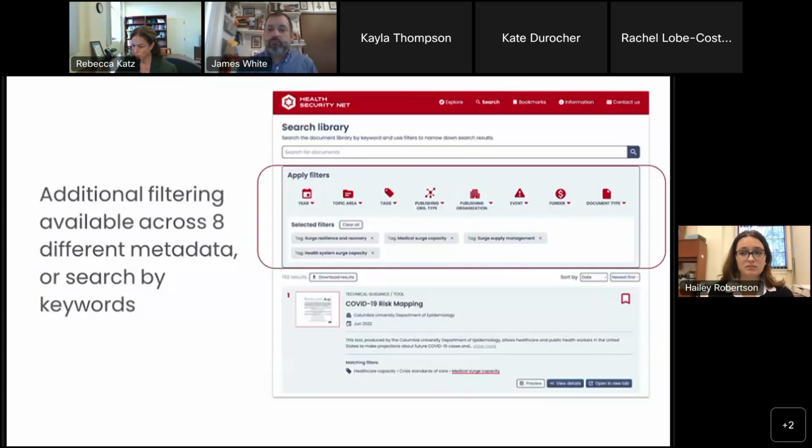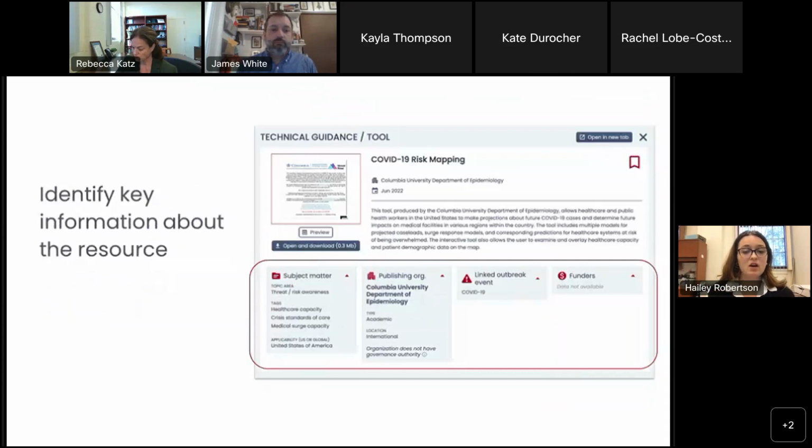Next slide, please. By clicking on individual resulting resources, you can quickly identify key information about that document or tool. A pop-up will appear with a detailed description, information on the subject matter, publishing organization, related event, and funders are all immediately available. You'll also notice a little bookmark flag in the top right. You could toggle that, and we'll come back to that feature in just a little bit. Next slide, please.